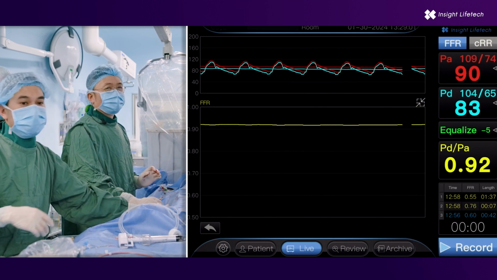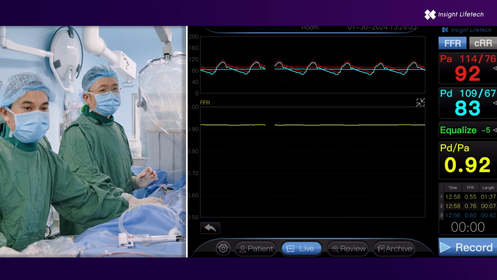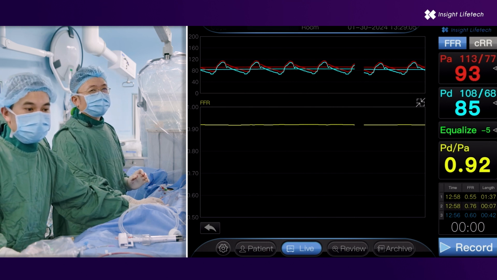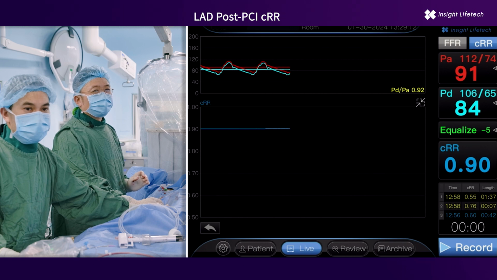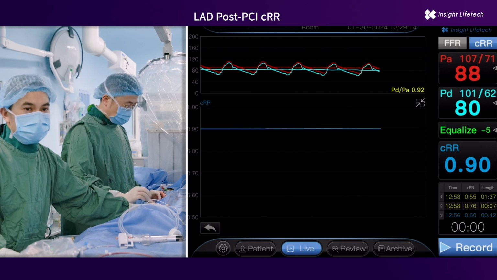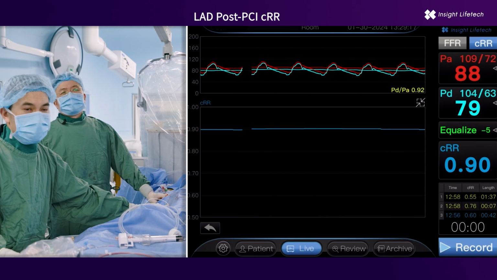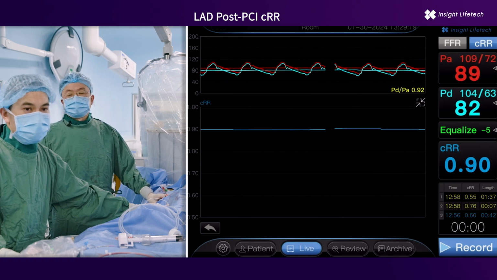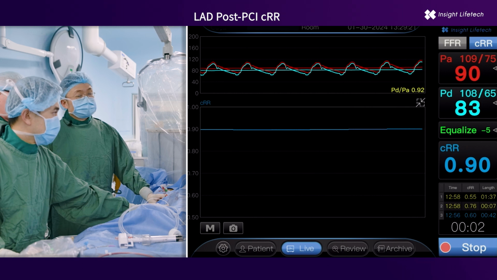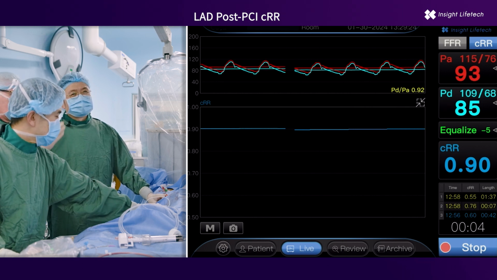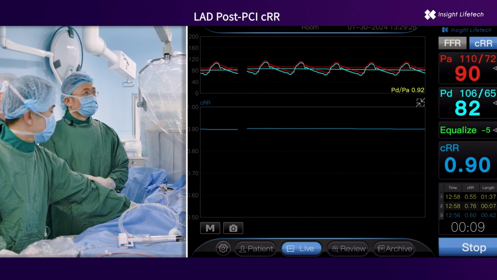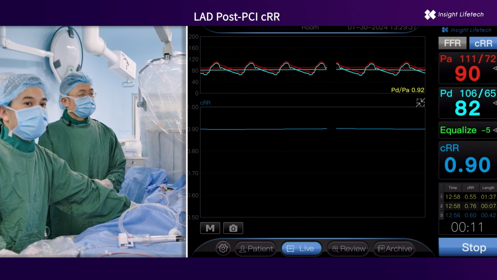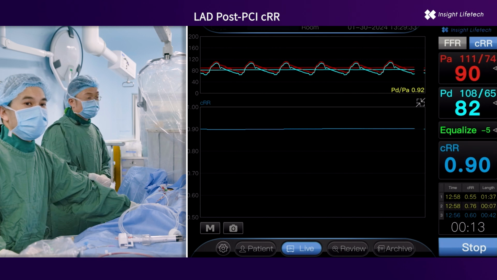PdPa is 0.92, but definitely we can change into CFR. What is the CFR value first? So measure non-hyperemic, which is quite okay. It's 0.9, so it means that we achieved a good result according to non-hyperemic parameter. However, we have a very long segment of LAD which was stented. So I believe that we can repeat also FFR assessment with IV adenosine, and then we can check the pullback.